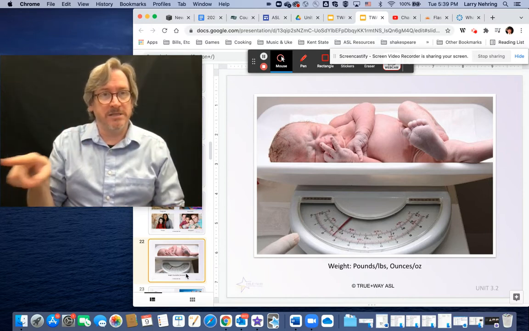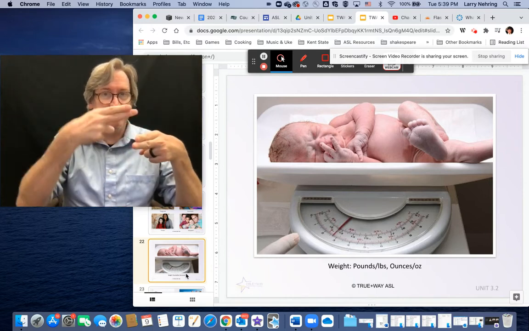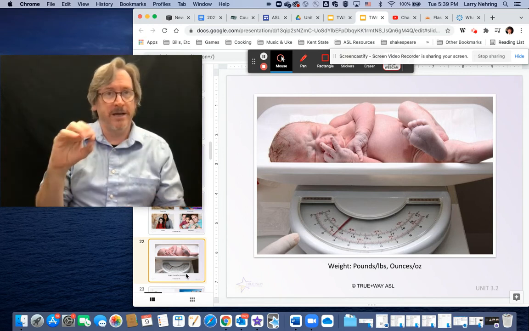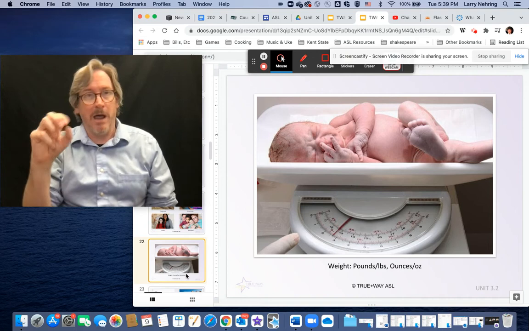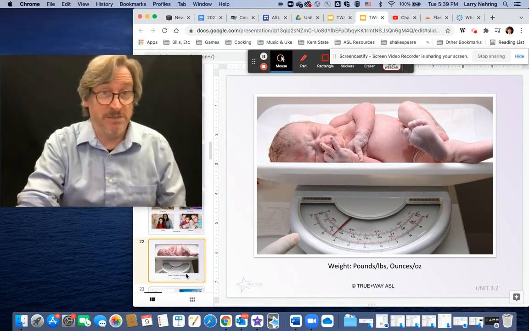Pounds, ounces. Pound. So here's the scale, and OZ, ounces. 10 pounds, 1 ounce. I don't know if that's big or not.